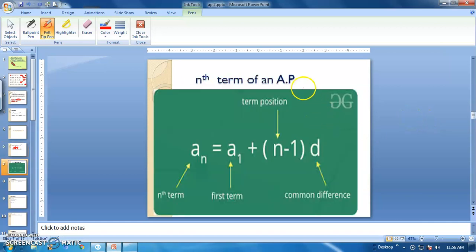The nth term of the AP can be defined as A1 plus n minus 1 into D, or we can write An equal to A plus n minus 1 into D. So that is the nth term formula. We have seen this in the last classes. We are seeing the nth term only now. So the nth term of an AP is A plus n minus 1 into D, where A is nothing but the first term and D is nothing but the common difference.